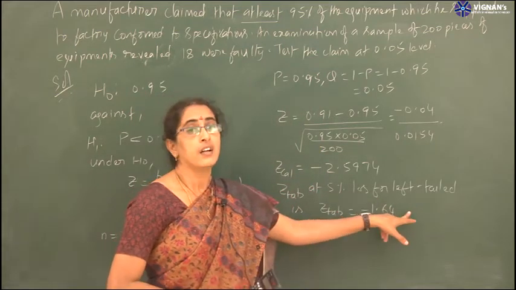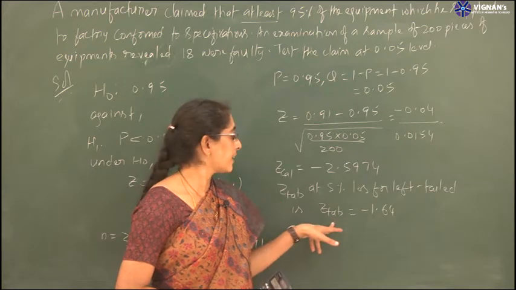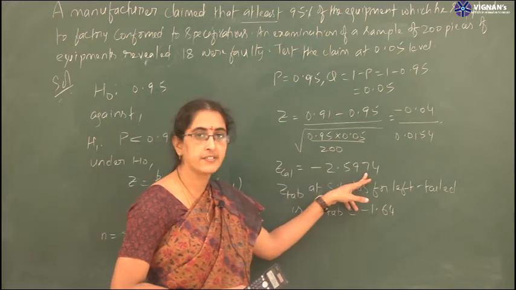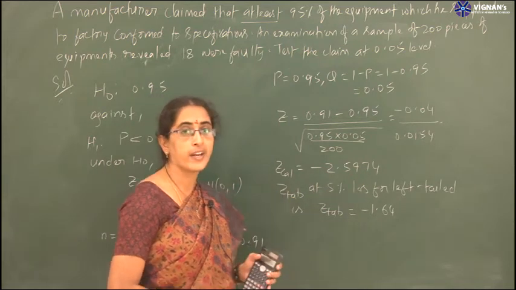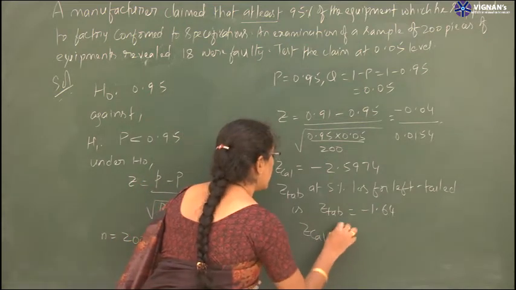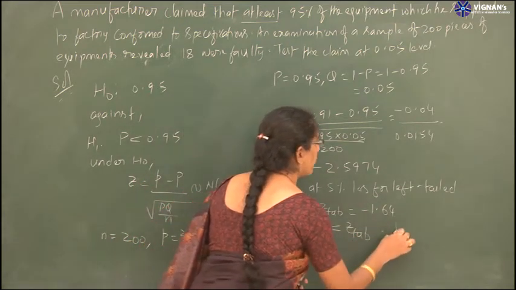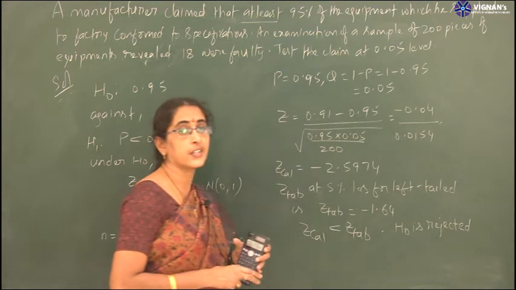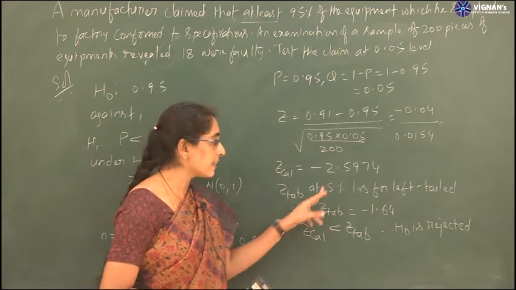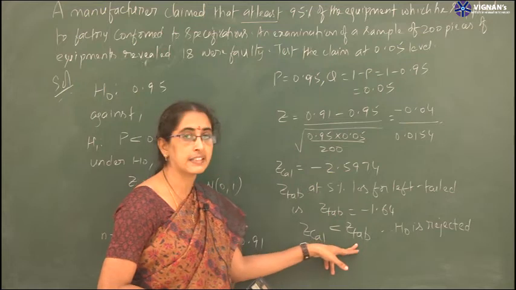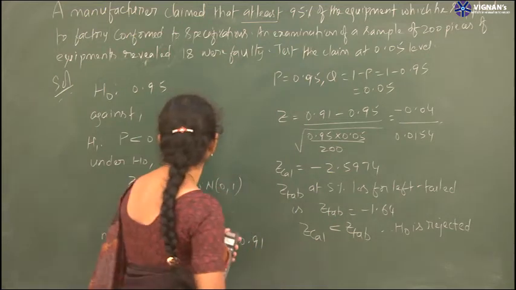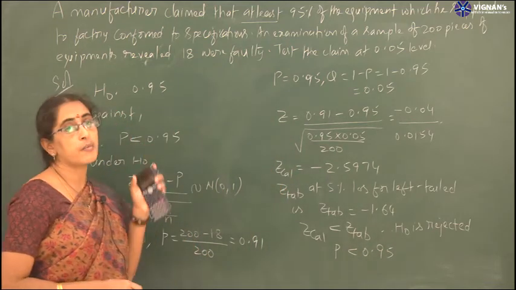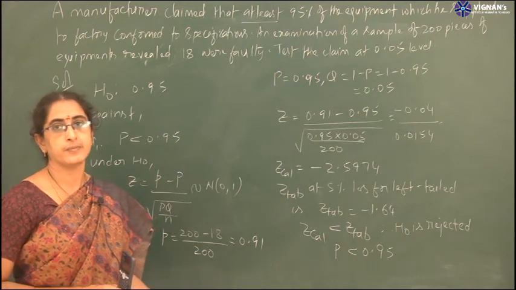Whenever the alternative hypothesis is left type, the tabulated value will become negative, right? So Z cal is minus 2.5974 and Z tab is minus 1.64. That means Z cal is less than Z tab, therefore H naught is rejected, right? So when the alternative hypothesis is left type and Z cal is less than Z tab, then H naught is rejected. That means here P is less than 0.95. That means whatever the manufacturer claimed is accepted here.